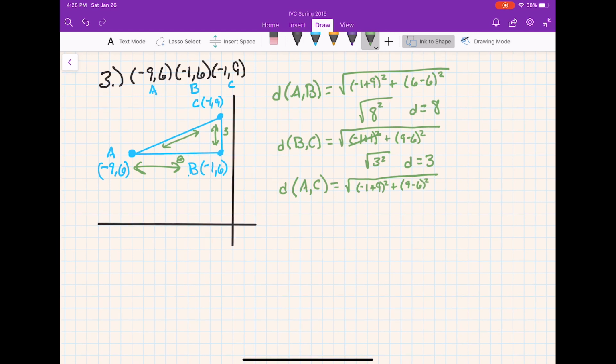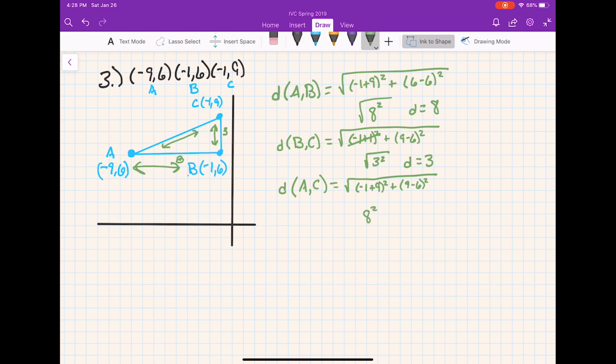All right, so now we got 8 squared plus 3 squared. And this is going to turn into 64 plus 9, under the radical, of course. And so our distance is going to be the square root of 73.